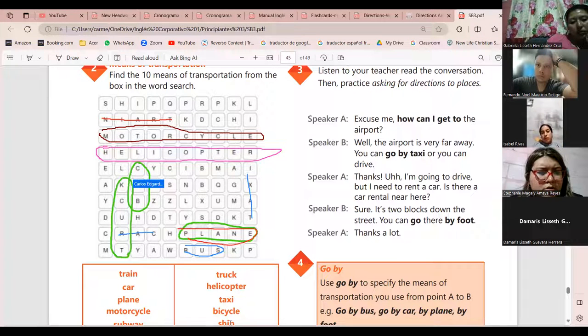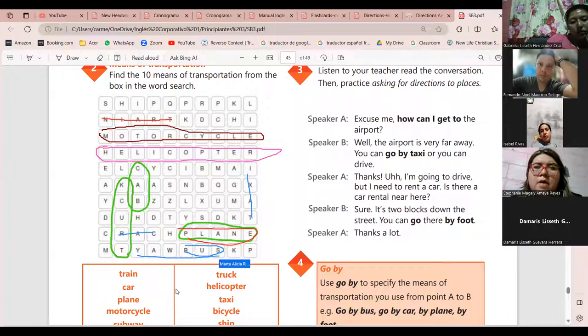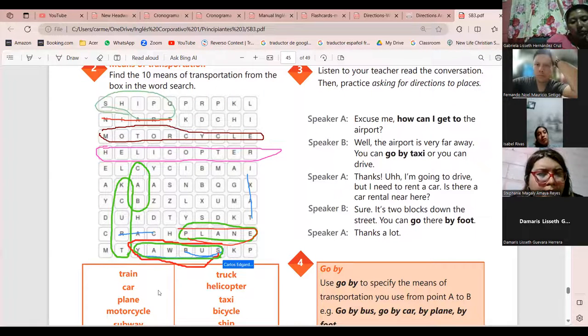Eight, two missing. I think this one is subway. Yeah, because we don't have bus over here, right? We don't have bus. Okay, now let's say them.